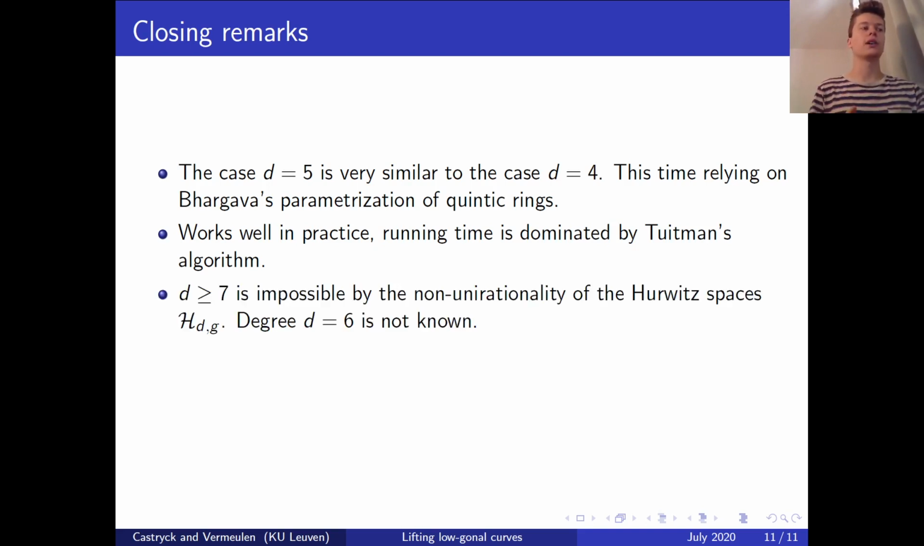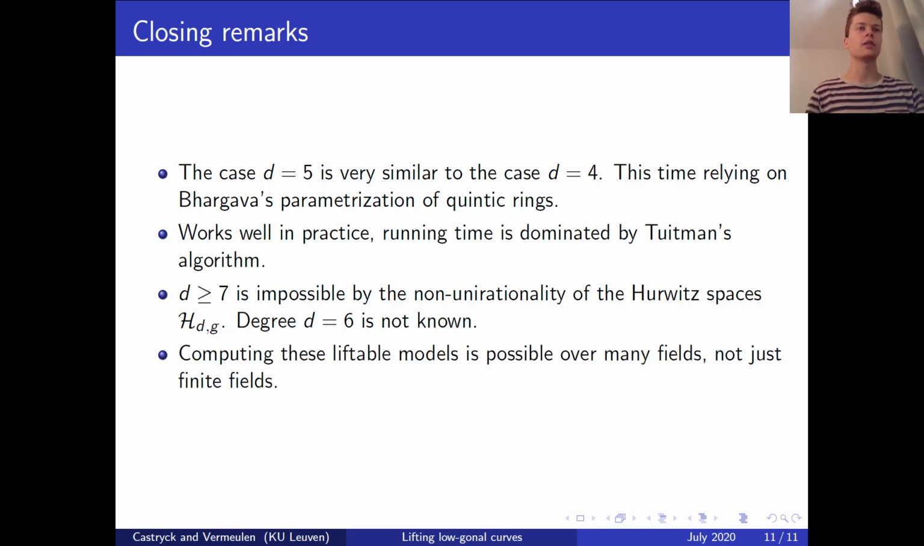I also want to say something about higher degree. So our methods are very much related to unirationality results of Hurwitz spaces, H_{D,G}. So this H_{D,G} is some kind of moduli space parameterizing degree D covers of P1 by genus G curves. And our methods to produce these nice models are very similar to the unirationality proofs of these Hurwitz spaces for D at most 5. But it is known that for D at least 7, these spaces are not unirational. So our methods will never work in this case. And in degree 6, it's not known whether these spaces are unirational. And also there's no sextic ring parameterization known, which is essential to our approach.